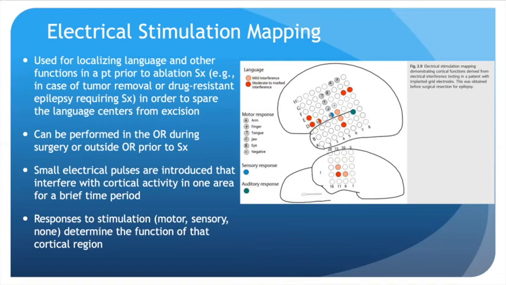This can be done outside or inside the operating room, so in the OR during surgery or outside the OR prior to surgery. Small electrical pulses are introduced that interfere with cortical activity in one area of the brain for a brief period of time. Responses to stimulation, like motor, sensory, or none, determine the function of that particular cortical region.